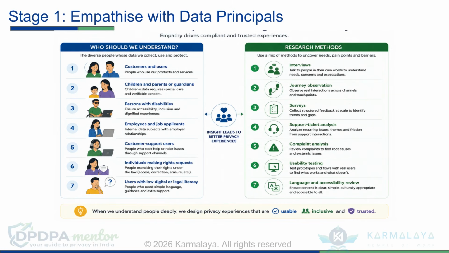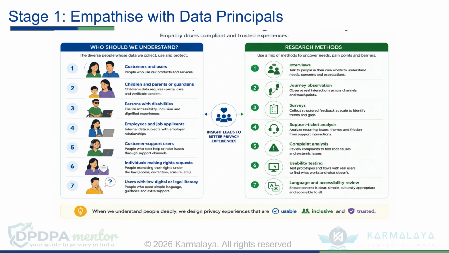Empathy does not mean making assumptions about what users want. It means gathering evidence. A privacy team may believe that a privacy notice is clear because it is legally accurate. However, users may struggle with the language, length, terminology, or placement. We should study different groups. A young user, an elderly customer, a person using a screen reader, and a corporate customer may have very different needs. Useful research methods include interviews, surveys, analysis of customer support tickets, and observation of users completing common tasks.